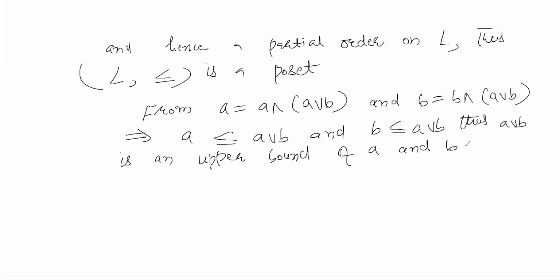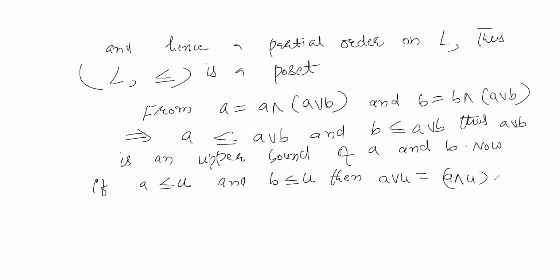So now if you have another upper bound U, say A is less than or equal to U and B is less than or equal to U, then if you take A join U, this is going to be, again by absorption law, A meet U join U. Because A is less than or equal to U means A meet U equal to A. Similarly B meet U equal to B. So A I am replacing with A meet U. Now A meet U join U, by absorption law, is the same as U.